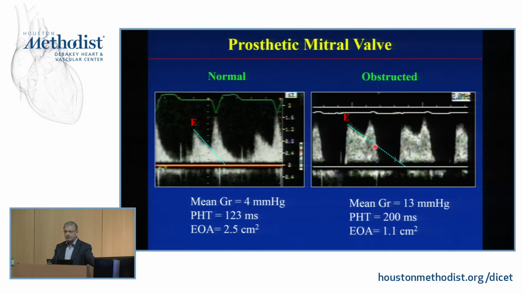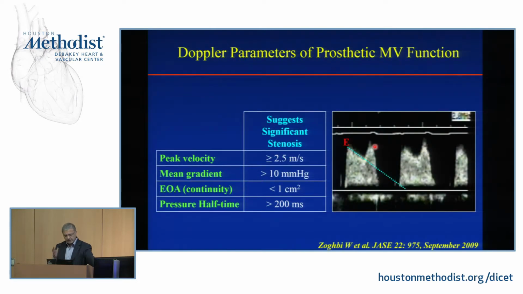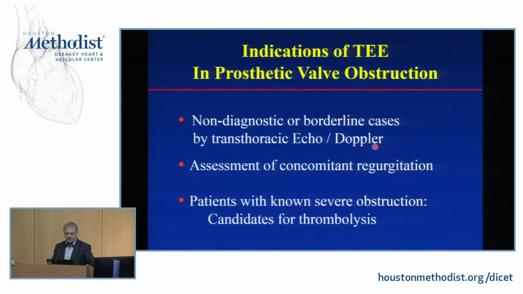The best way to derive an effective orifice area is using the continuity equation. So what are the parameters? Maximal velocity, mean gradient. Always report or look for the heart rate during this, because this is crucial. Pressure half time, effective regurgitant orifice area, and in the guideline there are various tables for you, suggesting stenosis, or at least wondering about stenosis.